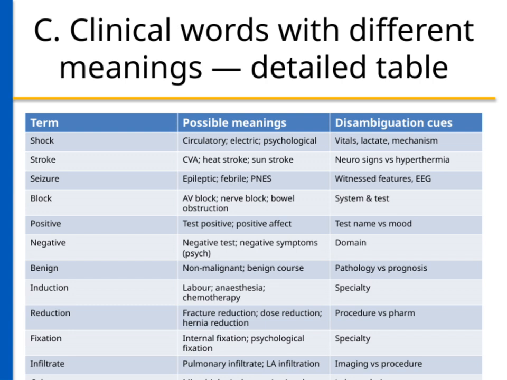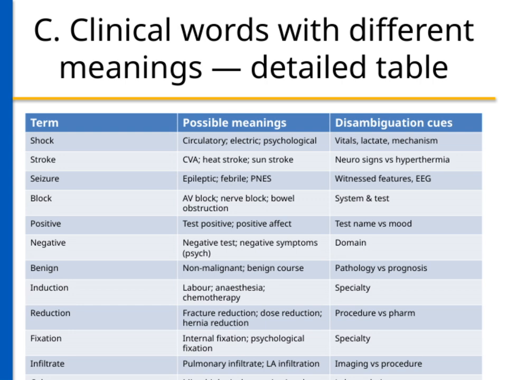Moving on to block, which could be an AV block in the heart's conduction system, a nerve block in anesthesia, or a bowel obstruction. Here, understanding the system involved and relevant tests helps clarify the meaning. Positive can mean a test result that's positive, indicating presence of something, or positive affect, meaning a good mood. Context, like the test name or mood, guides interpretation.